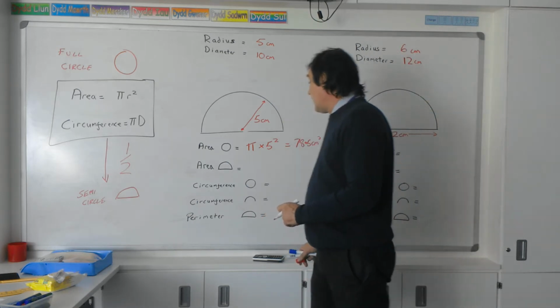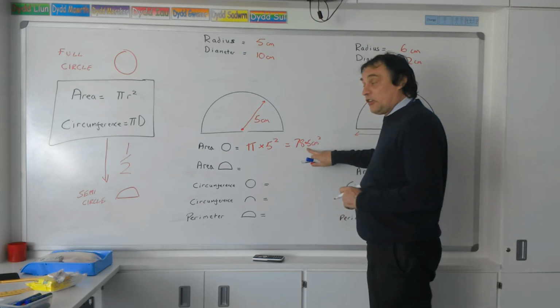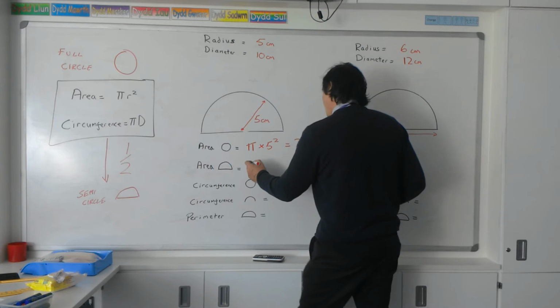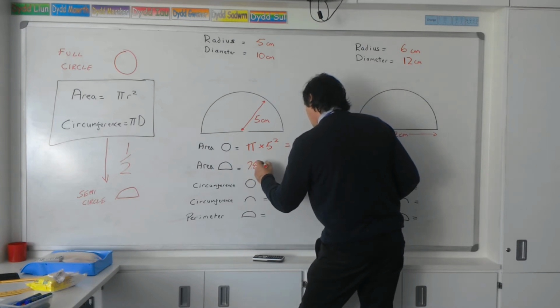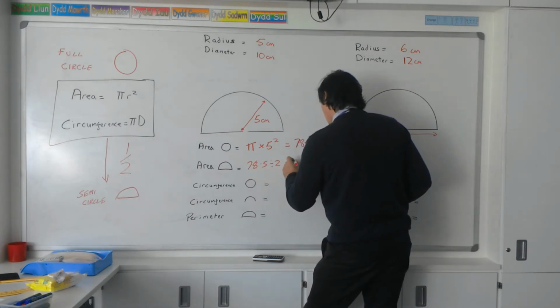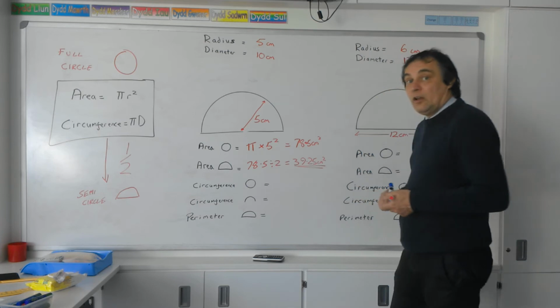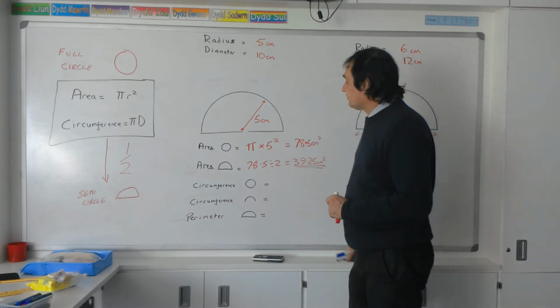If we wanted to work out the area of the semicircle, we just have to divide that answer by 2, we'd halve the answer. So 78.5 divided by 2 gives us 39.25 centimetres squared. So that's the area of the semicircle. First of our 2 jobs done.